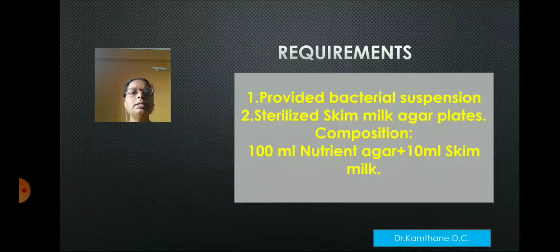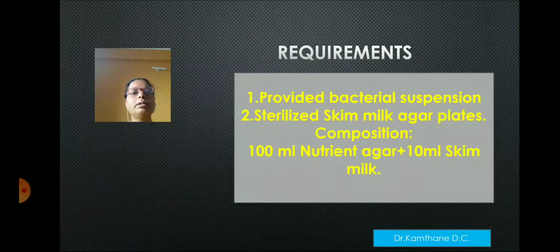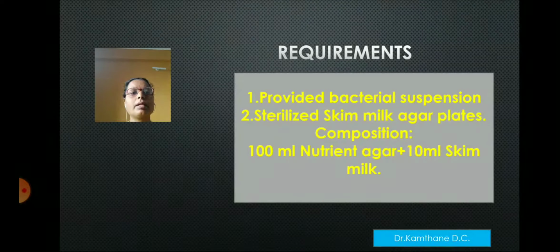0.1 normal HCl and 0.1 normal NaOH for the adjustment of the pH. The pH is adjusted with HCl and NaOH to 7.4, and to this 100 ml nutrient broth add 2.5 gram of agar. Melt the agar on the burner, and after this 10 ml skim milk is added to this 100 ml nutrient agar.